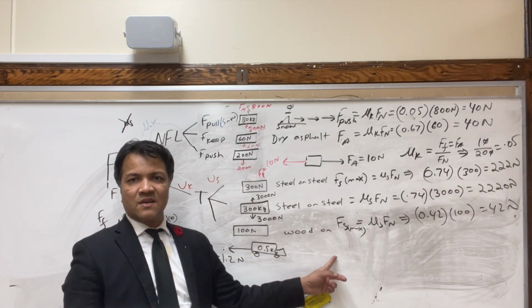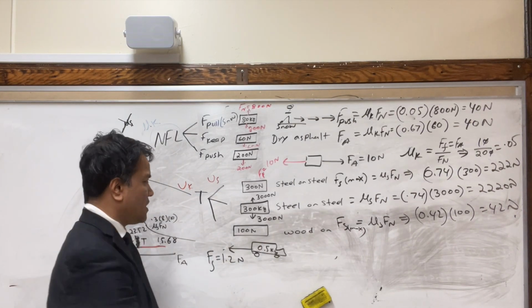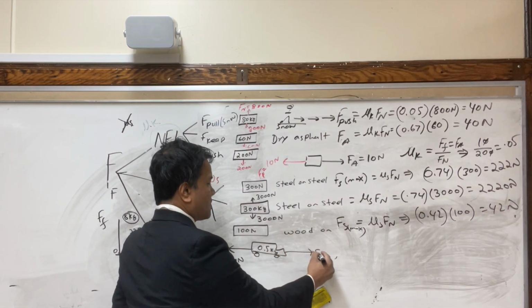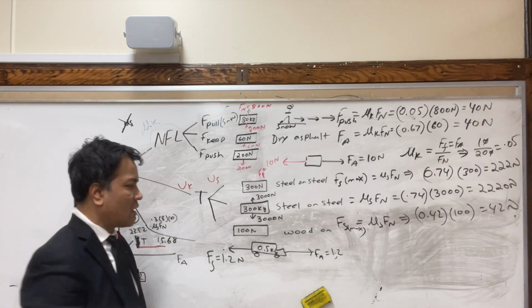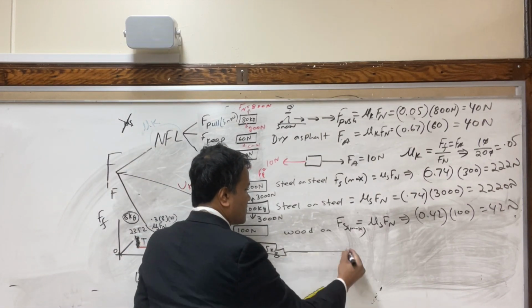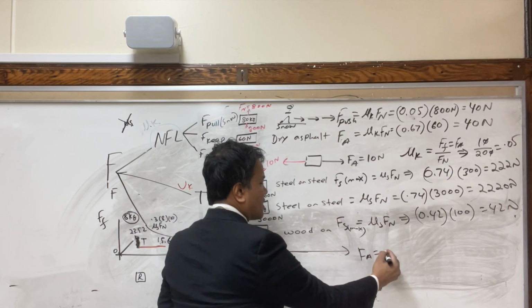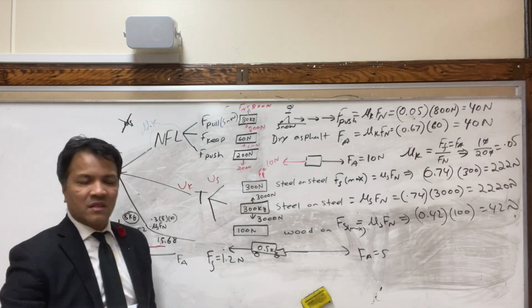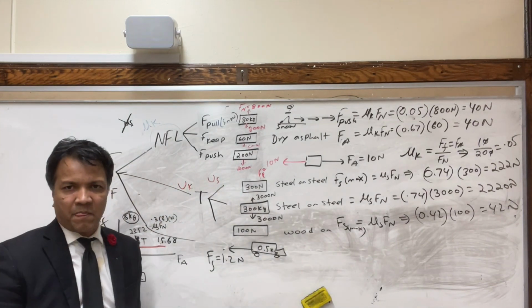If there is a cancelling force of 1.2 on the other side, then this is not going to be slowing down. This is going to be, now this is constant velocity. Now this is speeding up. Now this is slowing down. This is what I gave you.